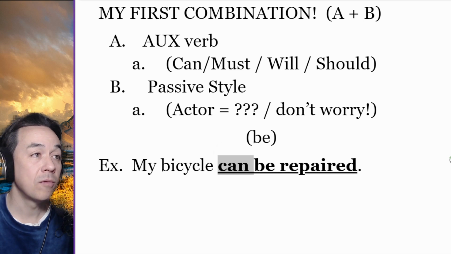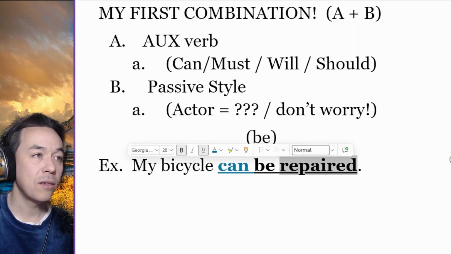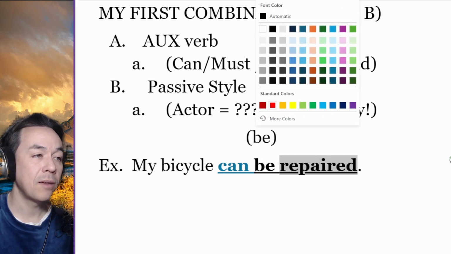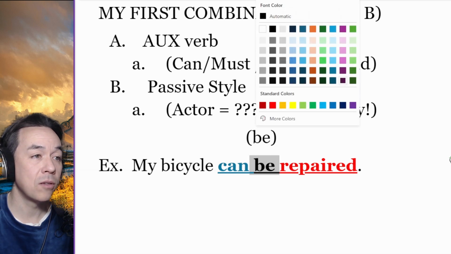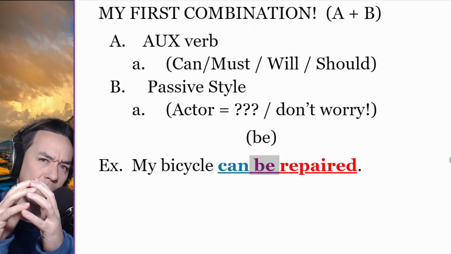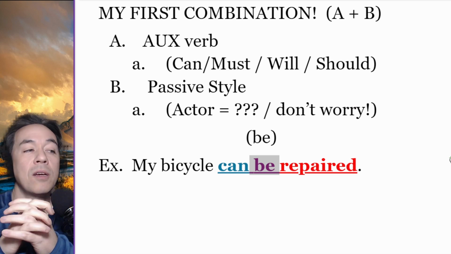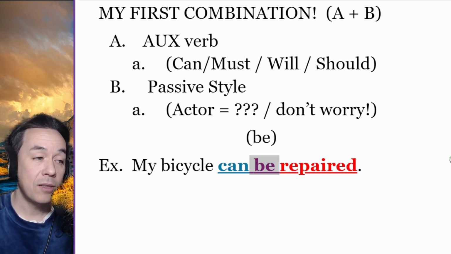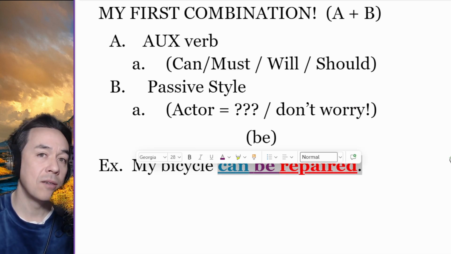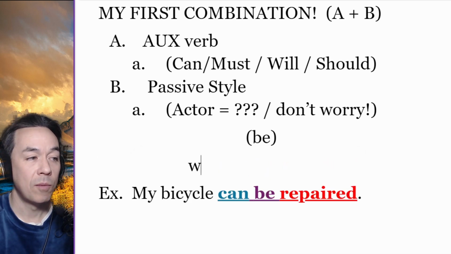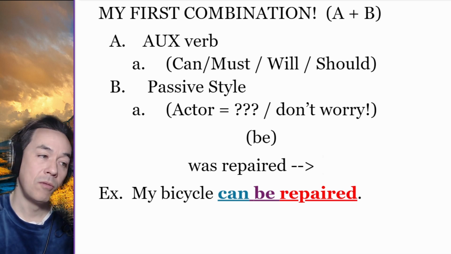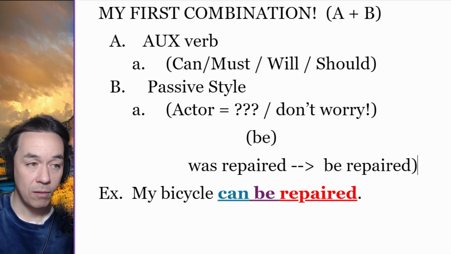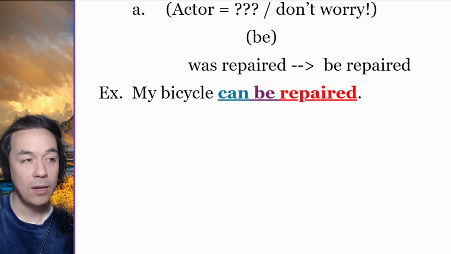You've got can, which is the auxiliary. We'll make this blue. You've got, we'll say this is the passive stuff. That's red, and in the middle, it's changed. So we'll call this purple. They've kind of been blended together. They've been merged together, right? And actually, this is now the present tense. I changed it from was repaired, which is past tense, into be repaired, which is present. So I did change it, right?